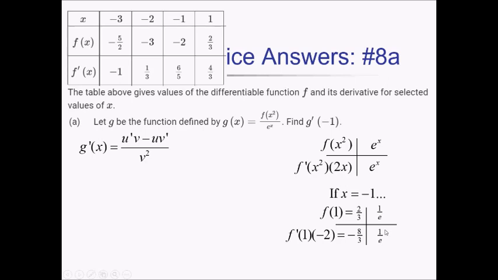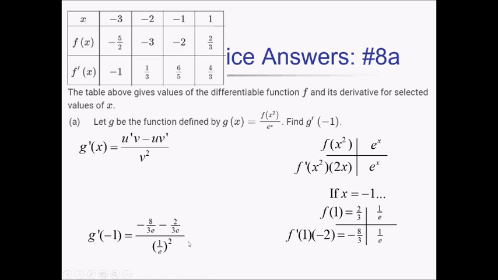All right, now I'm going to multiply this out using the ribbon. I've got u prime v, that's going to be negative 8/3 times 1 over e, or negative 8 over 3e. I'll just simplify as I go here. And then coming the other way on the ribbon, I've got minus 2/3 times 1 over e. So that's going to be minus 2 over 3e. And then down below, I've got v squared. So that's 1 over e squared.